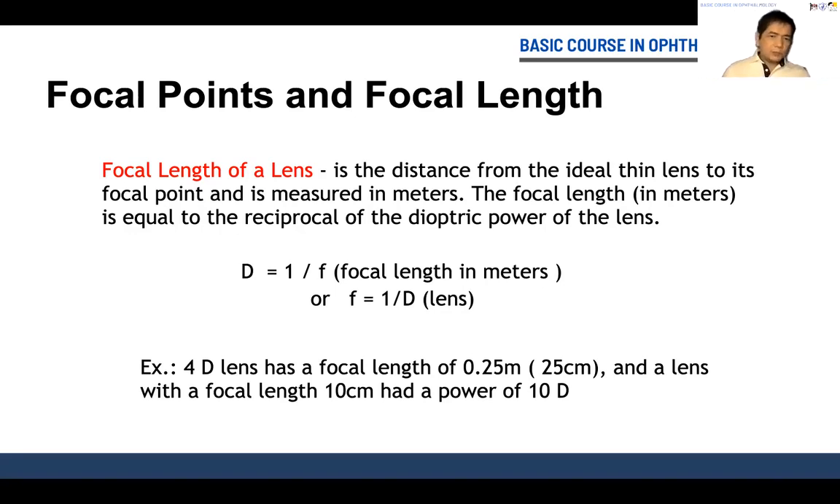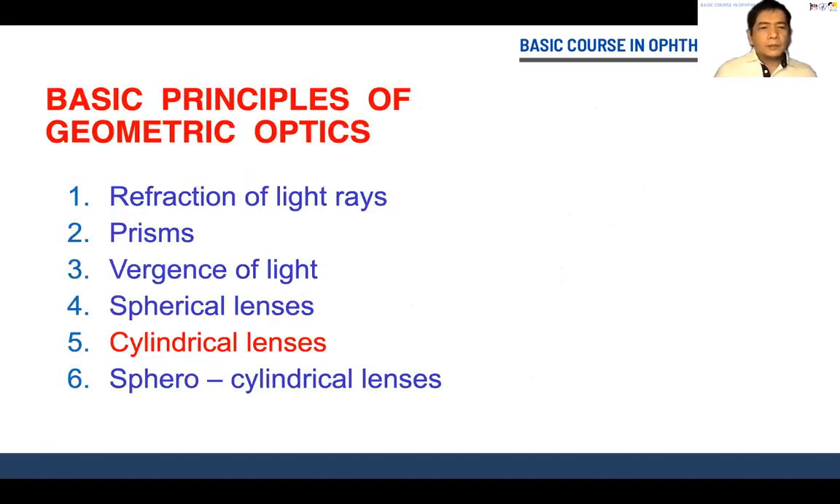So for example, you have a 4 diopter lens. So f is equal to 1 over 4. That will give you 0.25 meter or 25 centimeters. And a lens with a focal length of 10 centimeters has a power of 10 diopters. So next is cylindrical lenses.